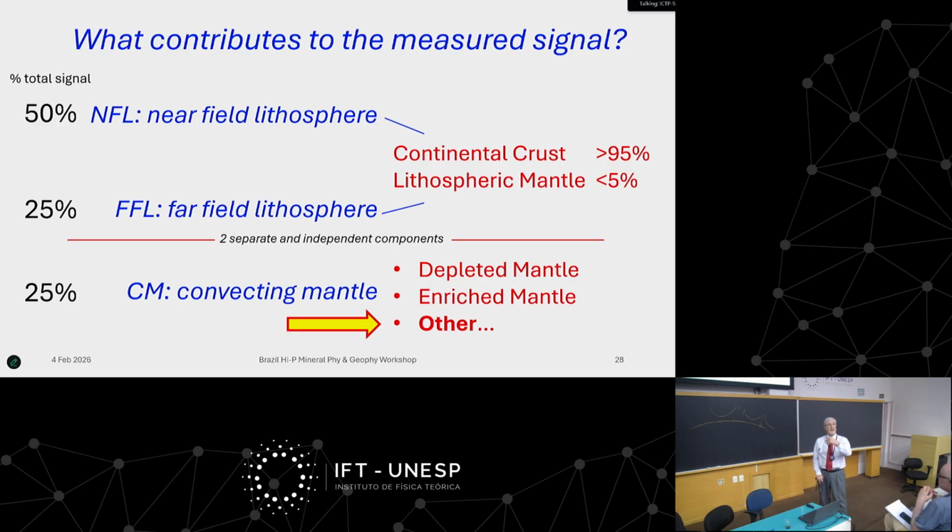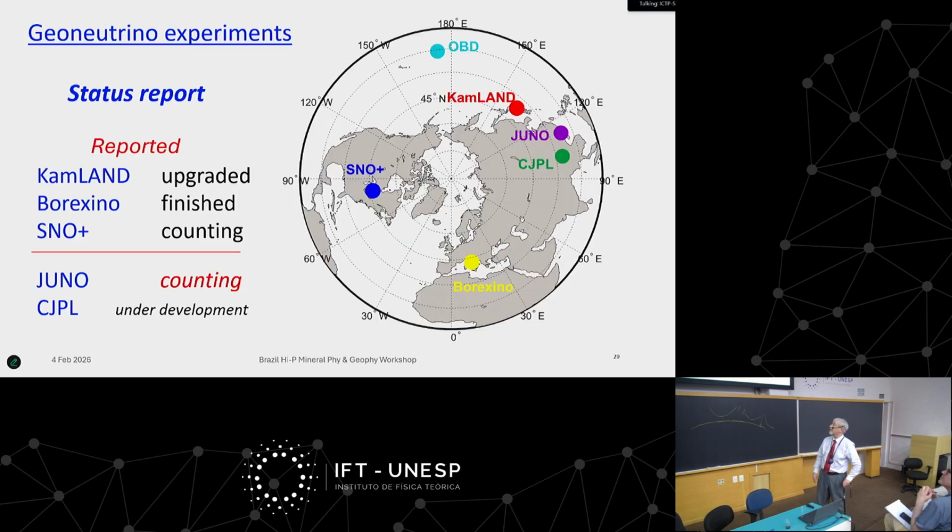We're talking about stuff at the bottom of the core that may be enriched or not enriched. And we're also talking about the core having radioactive elements. All these have to be tested. Next slide, please. So this is the current, this is really, I'm trying to get to a status report.